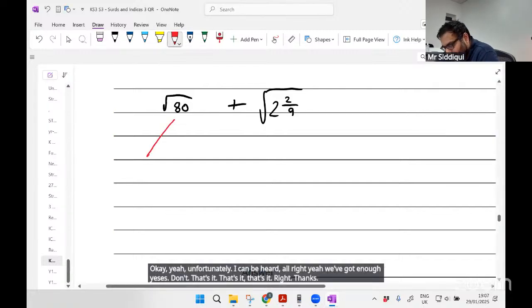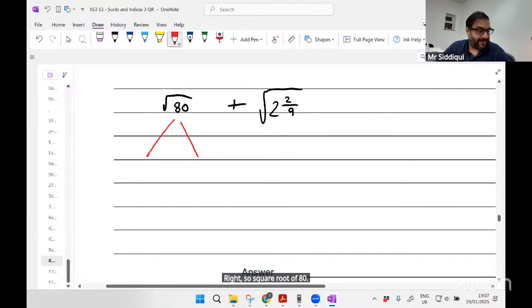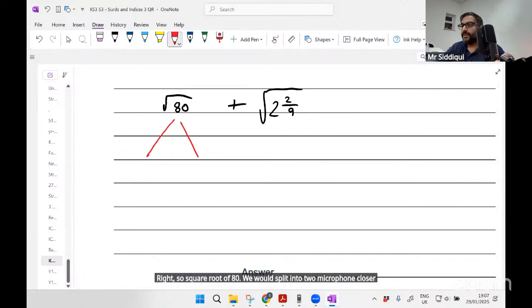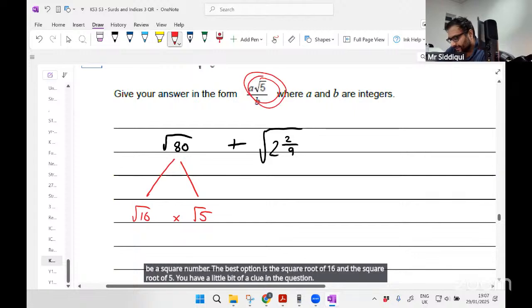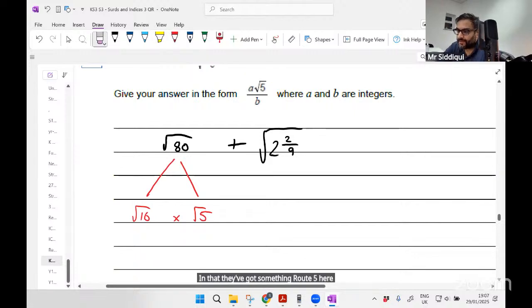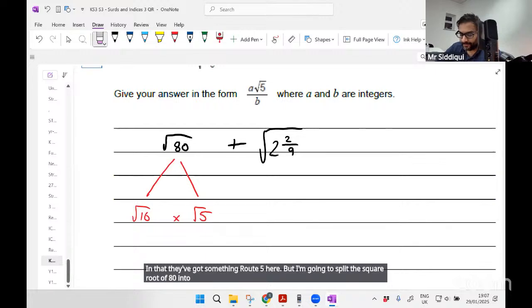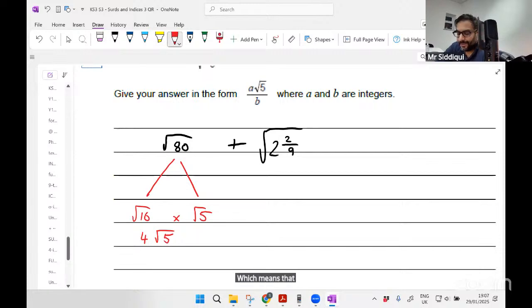Right, so the square root of 80, we would split into two numbers that multiply to give 80. Now, you want one of those to be a square number. The best option is the square root of 16 and the square root of 5. You have a little bit of a clue in the question in that they've got something root 5 here. But I'm going to split the square root of 80 into 16 times 5 because that does make 80. And the square root of 16 can become 4, which means that that has simplified to 4 root 5. Okay, I'll leave that as it is. We need to move on to this.